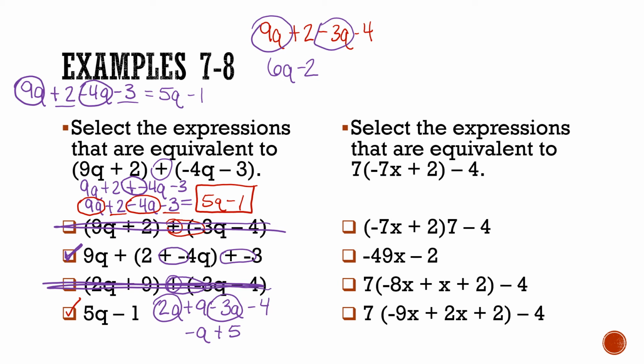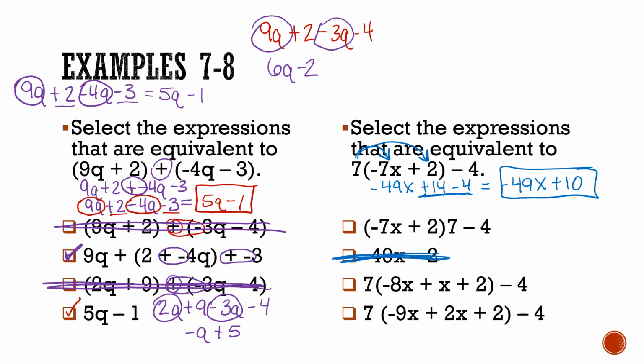Okay, in number 8, we're going to have to distribute the 7. So 7 times negative 7x is negative 49x. 7 times 2 is positive 14, and then bring down your minus 4. That gives you negative 49x. These are your only two like terms here, 14 minus 4, which is positive 10. So we're looking for negative 49x plus 10. So we can go ahead and eliminate this second one because it says minus 2 instead of plus 10.